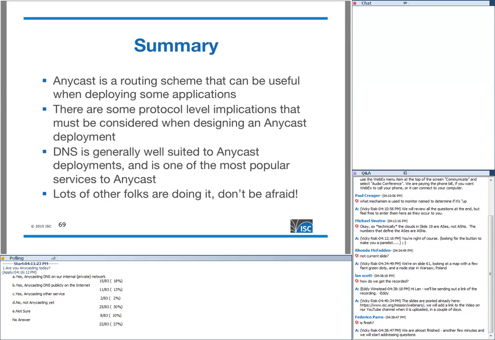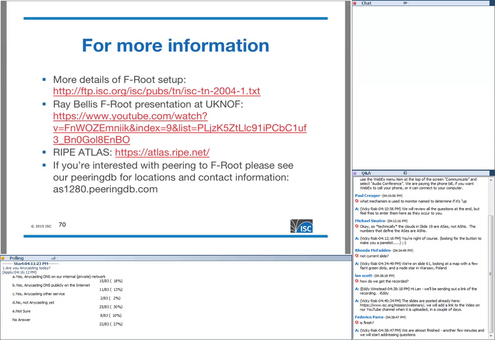We have a number of resources available. The first link there is a very detailed design doc for the FROOT Anycast setup. It goes into very detailed protocol level implementations and such, so that may be of interest to you to read. It is an older document, from 2004, but really most of what's in there is still valid today and still the method that we're using.